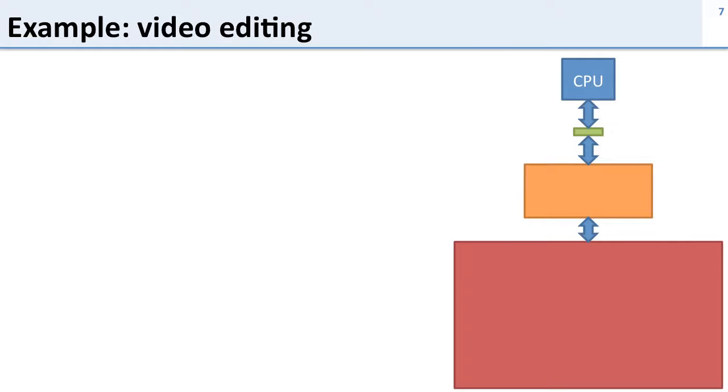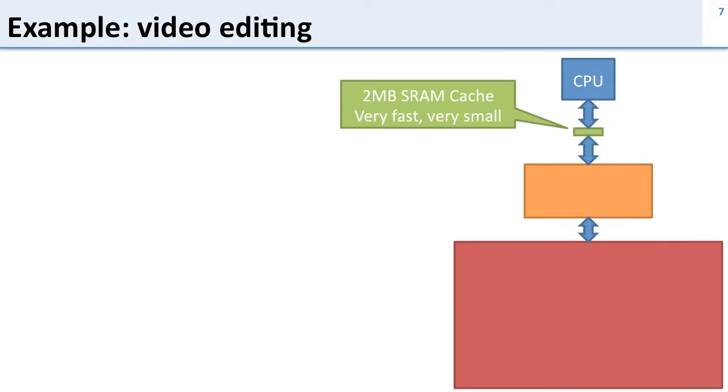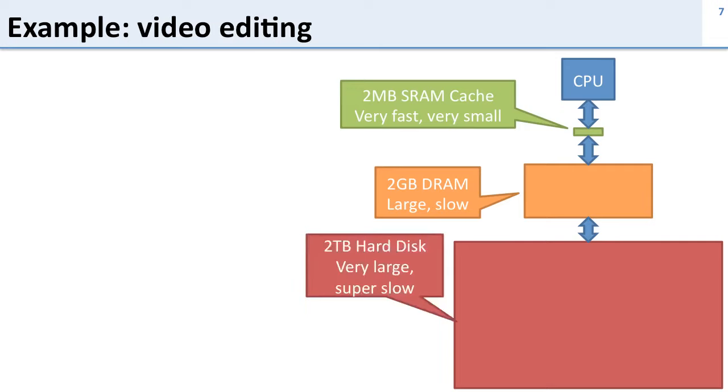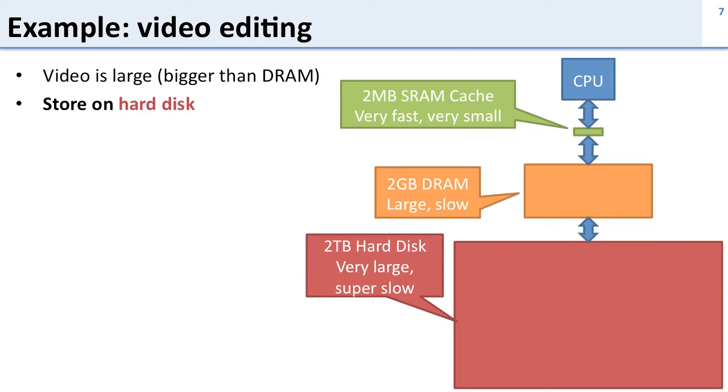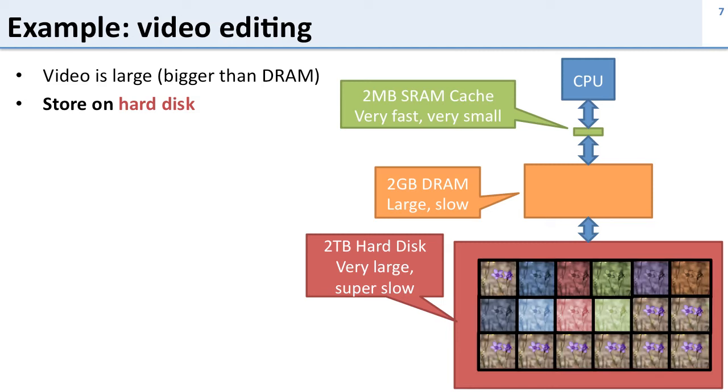So let's take a look at an example, video editing. So here's our small cache. We've got a medium, large, but slow DRAM, and then we've got a very large, but very slow hard disk. So when we do video editing, we have lots of data. So this is too large to fit in the DRAM, so we're going to store it on the hard disk.